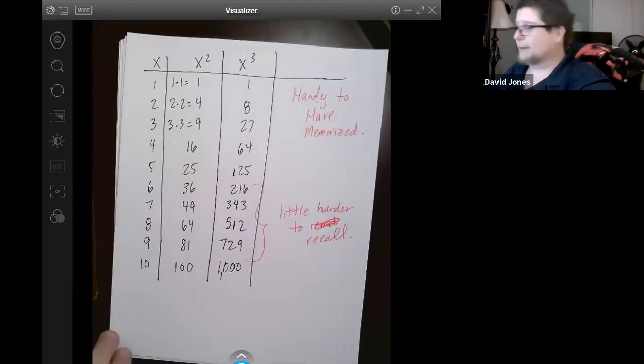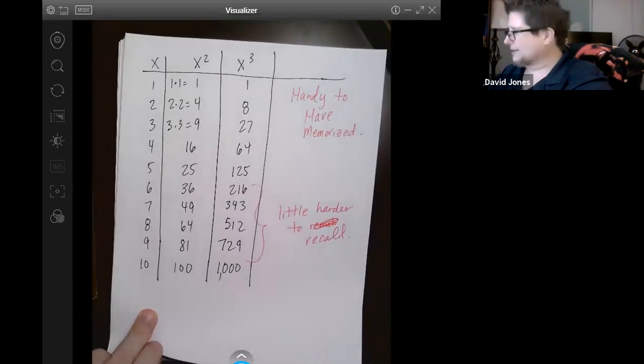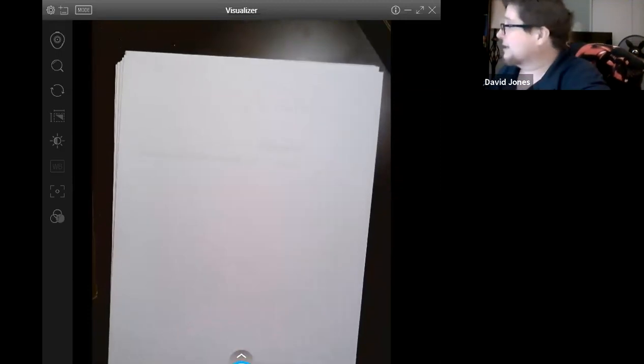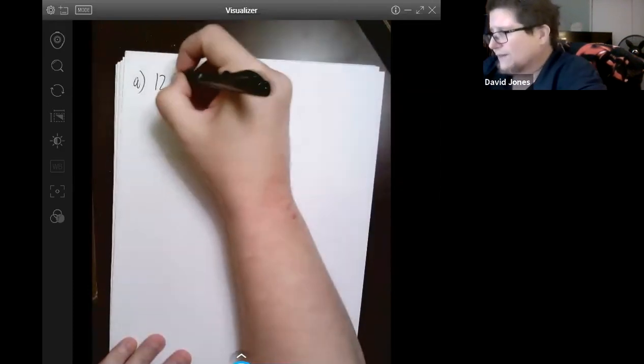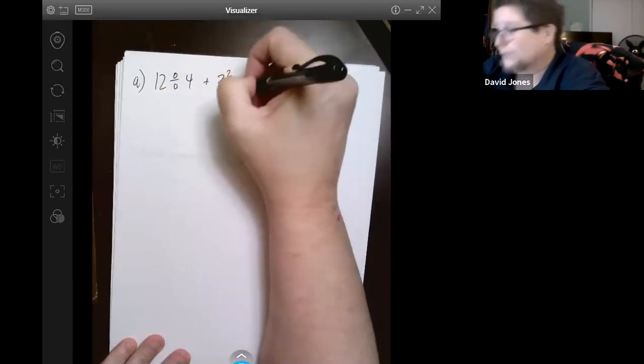So let's look at some examples. Let's do some work. We've thrown a lot of technology or terms around, but we haven't done any math yet. So let's do some math. Let's start off simple. Basic order of operations problem. Let's do 12 divided by 4 plus 3 squared times 2.